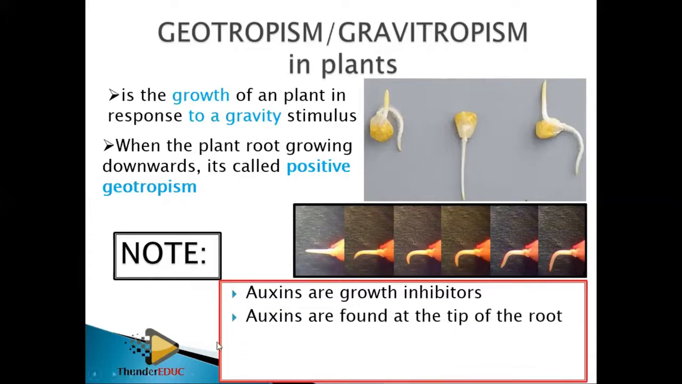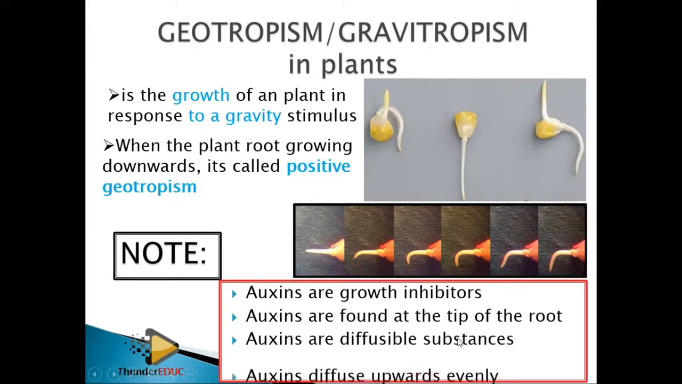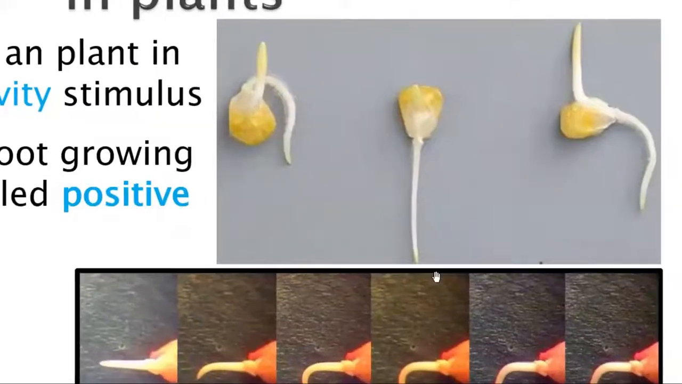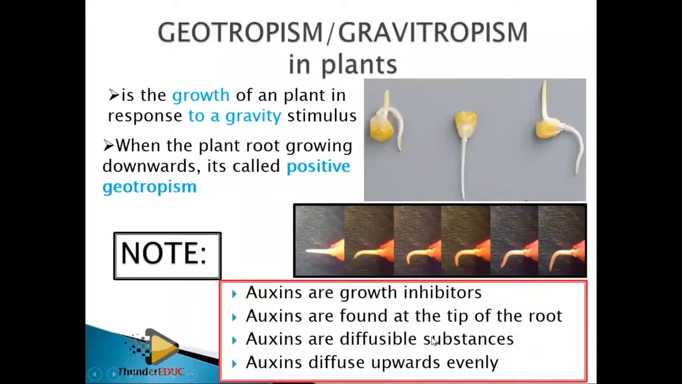Then they're saying that auxins are found at the tip of the root. It's the same as the shoot. Auxins are found at the tip of the shoot. Then auxins are a diffusible substance. We know this. And then auxins diffuse upwards evenly. In the case of the shoot, auxins diffuse downwards evenly. But for the root, you see this color is different, they diffuse upwards evenly. Yes, evenly, like in equal distribution. That's the meaning of evenly.